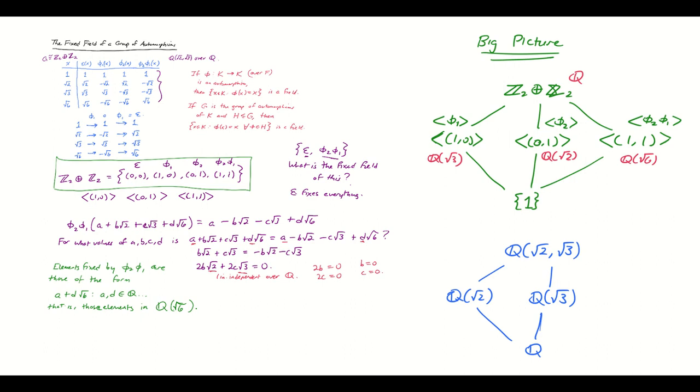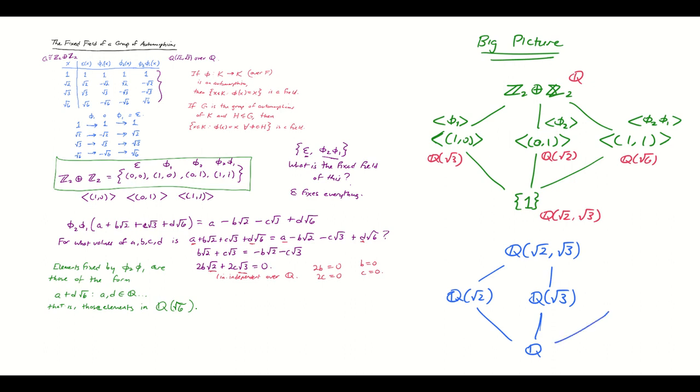Okay, what about the fixed field of just the identity automorphism? Well, that's going to be the entire field. Everything gets fixed by the identity. So the fixed field for that is going to be Q adjoin root 2 and root 3. So now this allows us to flesh out this picture down here.